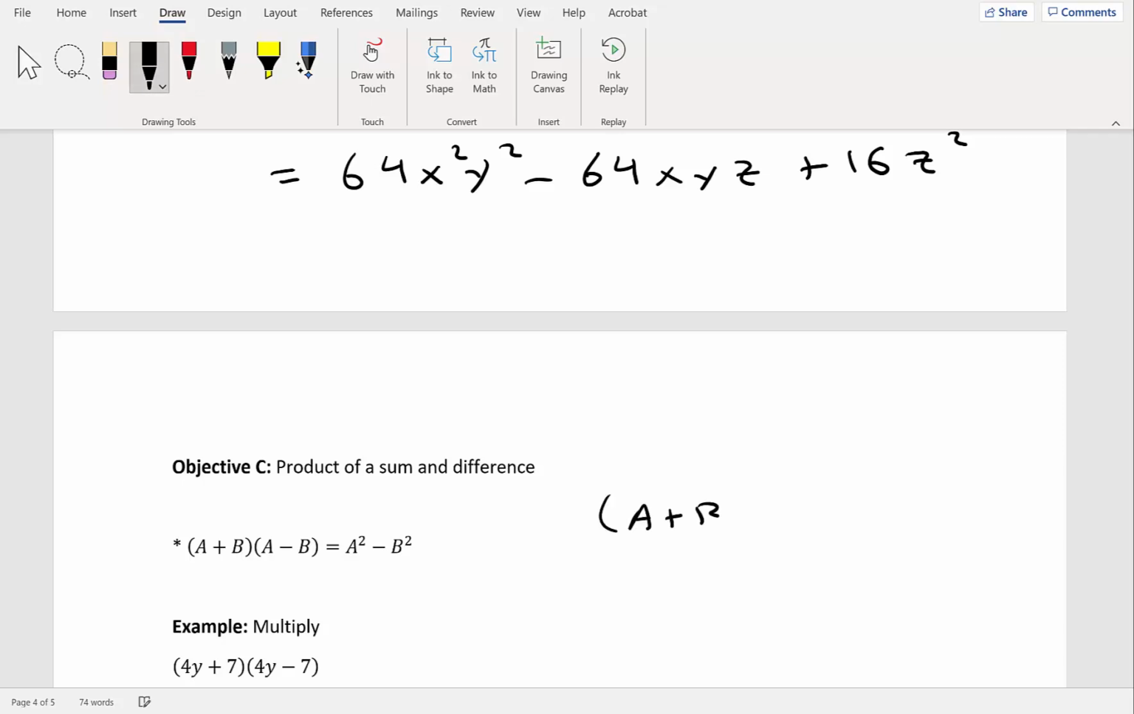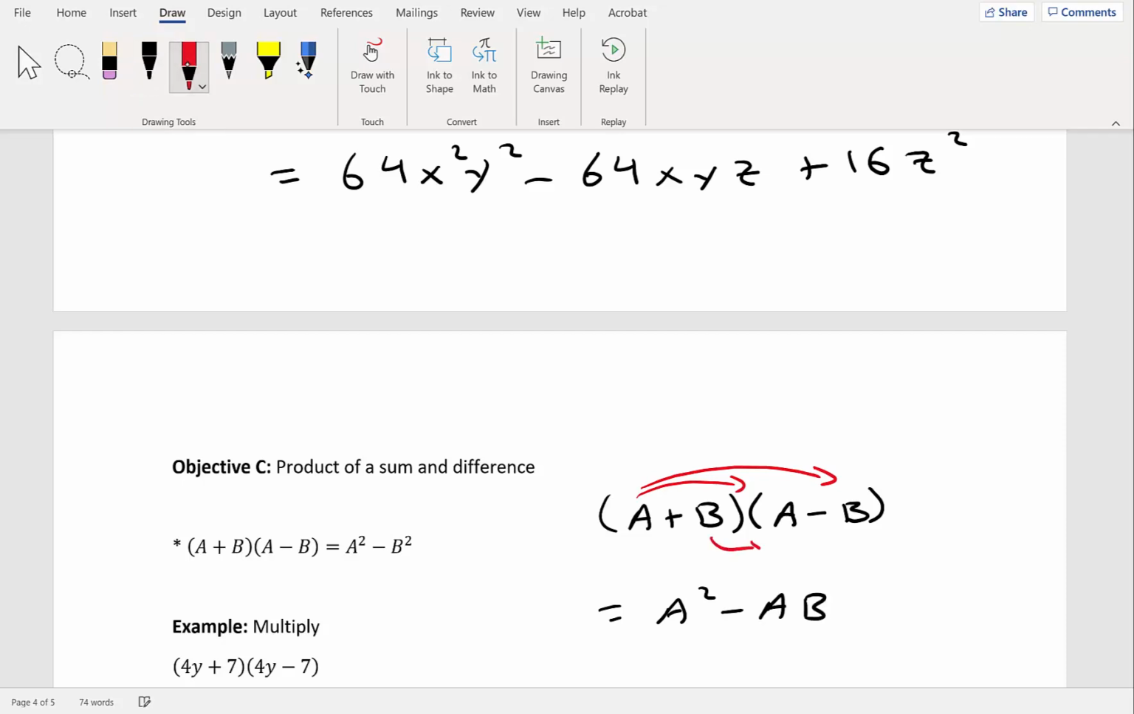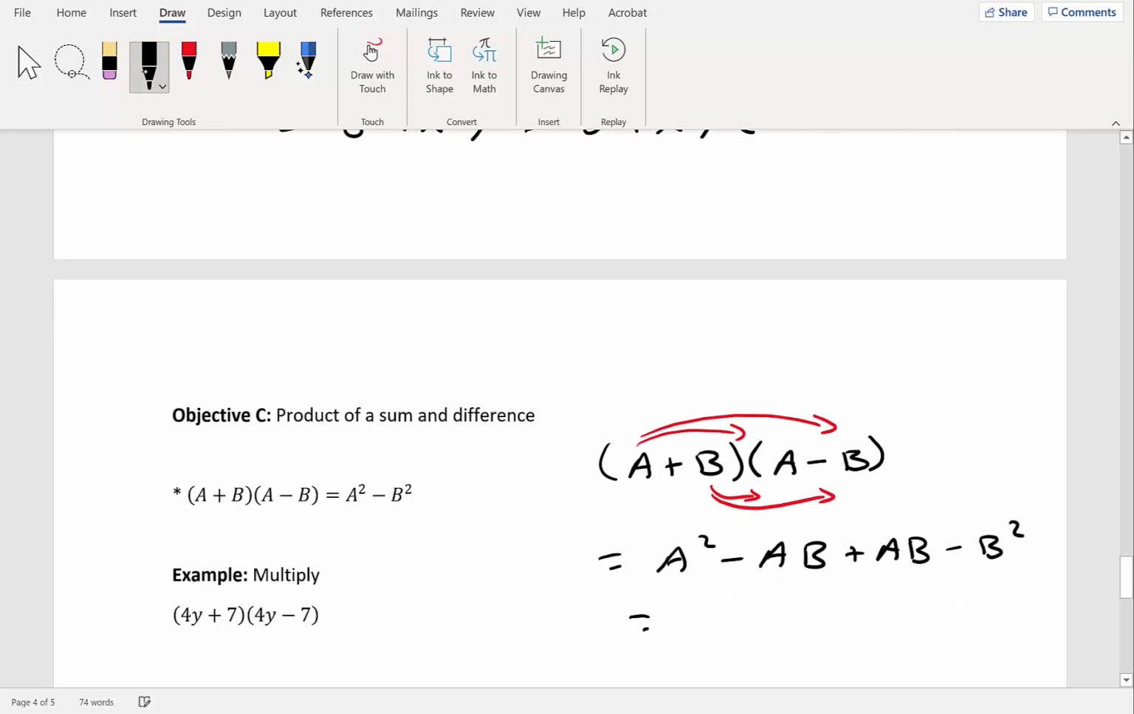So let's take a look at how we would obtain that formula to see why it's a squared minus b squared. Take your a, distribute it out to each one of these terms. So a times a is a squared. A times negative b gives me negative ab. Now distribute this b out. So b times a, this gives me a positive ab. And now b times negative b gives me a negative b squared. Now when you combine like terms, negative ab and positive ab cancel out. So I'm left with a squared minus b squared. And that's how we get this formula right over here.